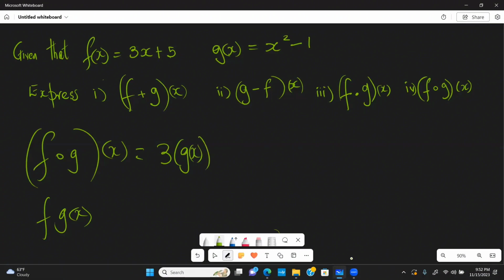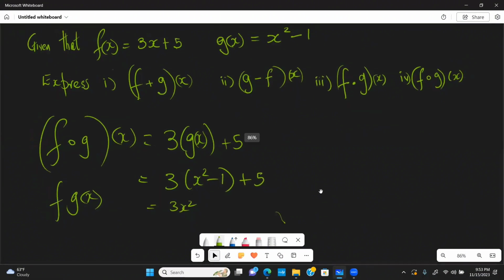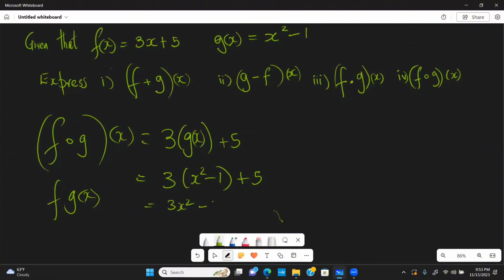And then there is a plus 5. So we're just going to carry this out. It's going to be 3 parentheses x squared minus 1, and then there's a plus 5. So this is going to be 3x squared minus 3, and then there's this plus 5 outside. So we're looking at 3x squared plus 2. And we're done. All right.